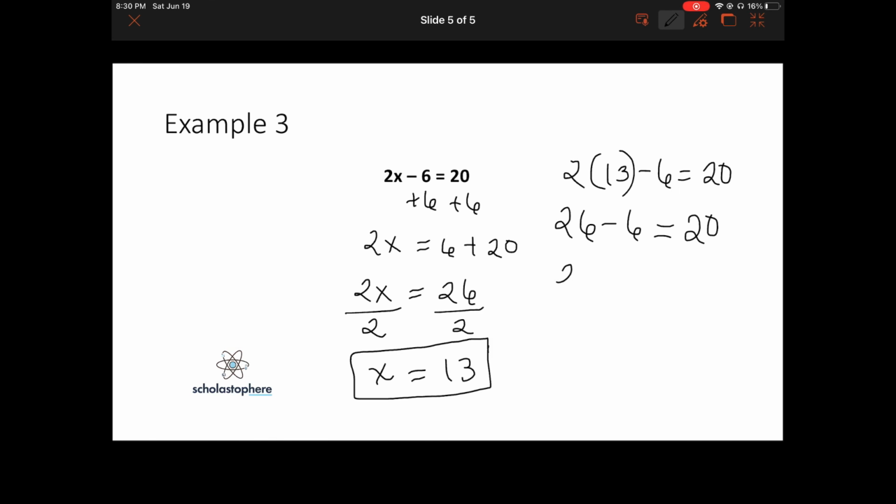So that's an easy and small little trick that you could use just to make sure that your math is correct.